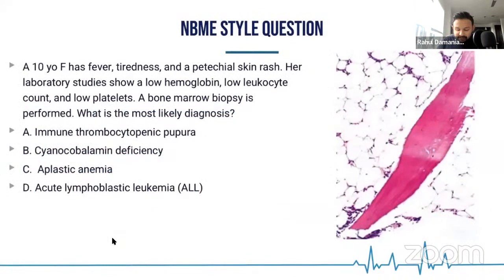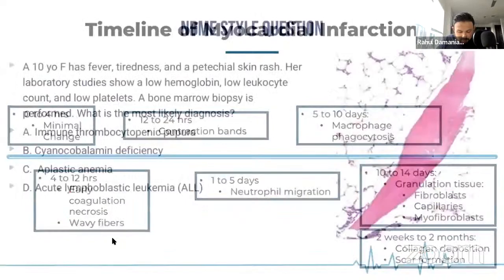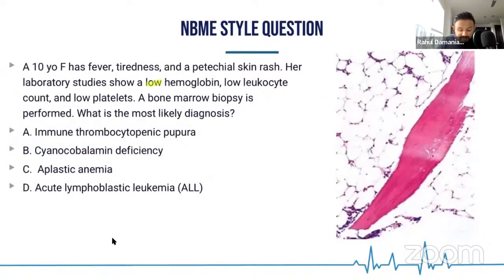All right, let's go through this USMLE question. A 10-year-old female has fever, tiredness, and a petechial skin rash. Her laboratory studies show a low hemoglobin, low leukocyte count, and low platelets. So she has this pancytopenia, as you can see. A bone marrow biopsy is performed.